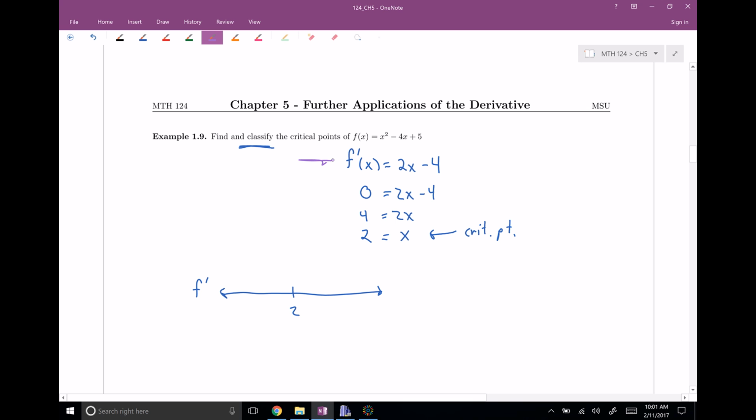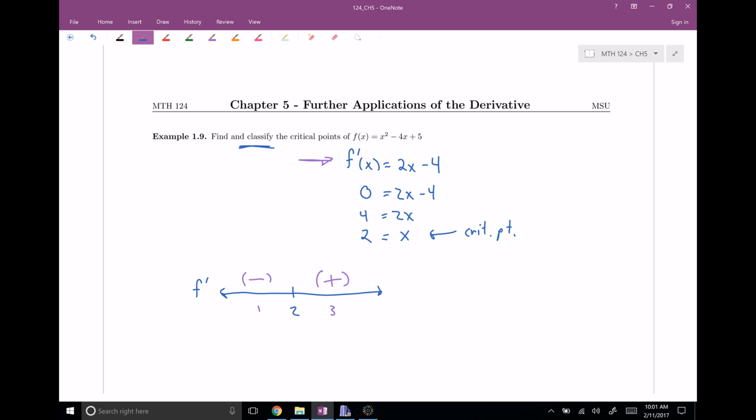All right. So if I pick a number to the left of 2, like 1 or like 0 or whatever, if I plug that in here, let's see, 1. So 2 times 1 would be 2, minus 4, that would be negative 2. So this is negative, there's a nice negative. Likewise, if you plugged in 0, you would get negative 4, still negative. Anything to the left of 2. Okay, if I plugged in a number to the right of 2, let's say 3, so 2 times 3 would be 6, minus 4, that's going to be positive.